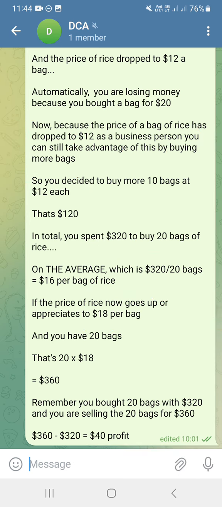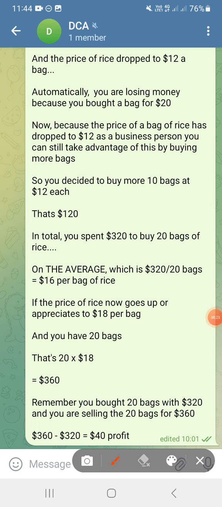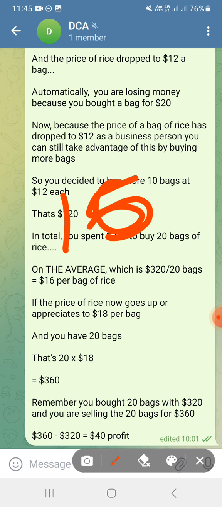So let's say a bag of rice starts going up. The price starts going up. It now even got to maybe $15 per bag. Are you following? Okay, let's say $15 per bag. Or let me make it $16 per bag. Okay, $16 per bag.